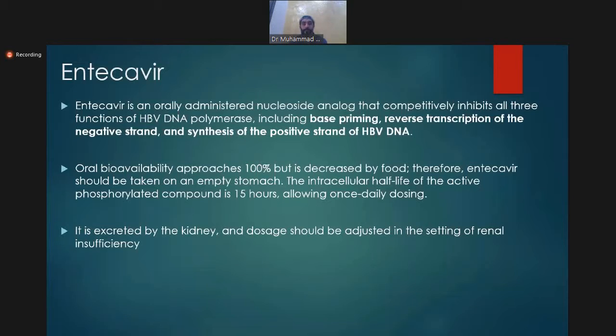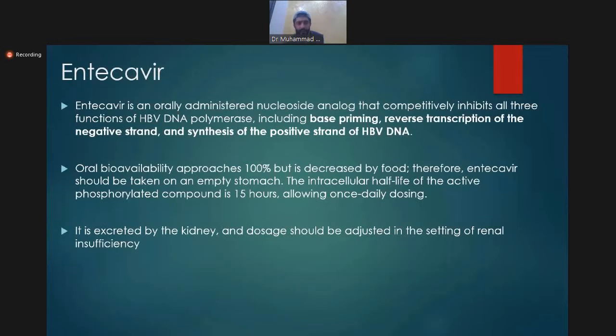Oral bioavailability approaches 100%, but is decreased by food. Entecavir should be taken on an empty stomach. Intracellular half-life of the active compound is 15 hours, so once daily dosing is possible. It is again excreted by the kidney, and dosage should be monitored and adjusted in the setting of renal insufficiency.